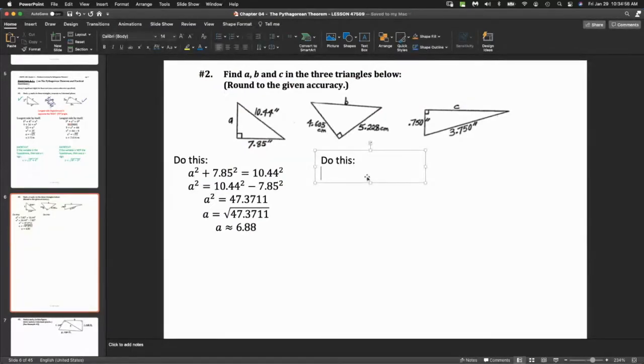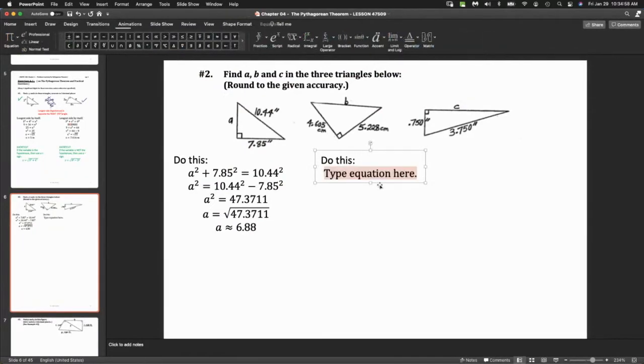Okay, let's do this one over here. I said I didn't bring a calculator with me. I didn't say that I wouldn't use the internet. Okay, what's the longest side on this triangle? What's the longest side here, right? Now, I'm gonna go with this. 4.605 squared plus 5.228 squared equals b squared.